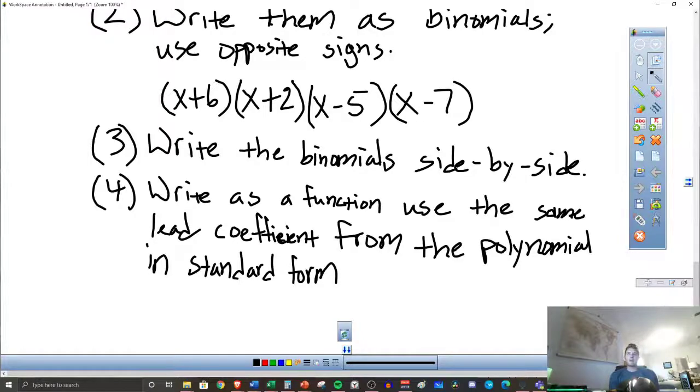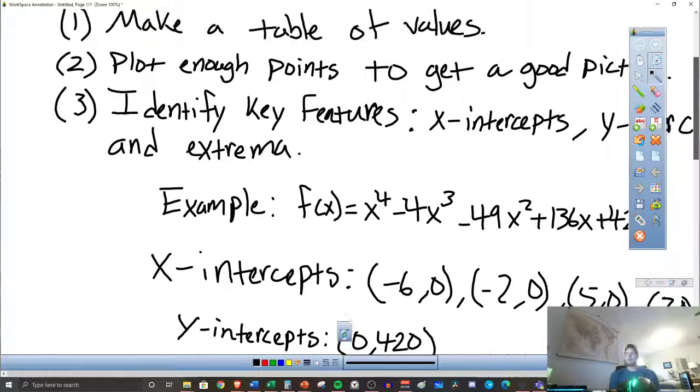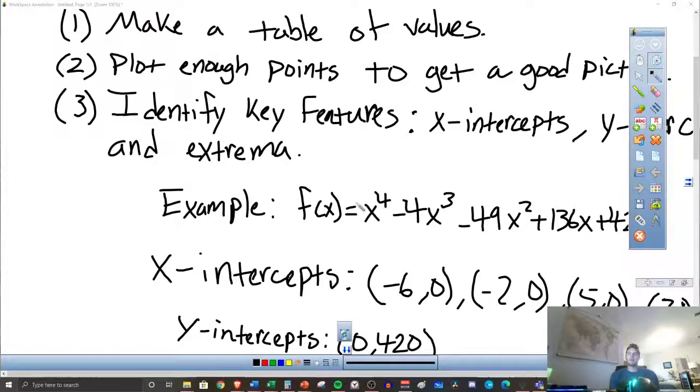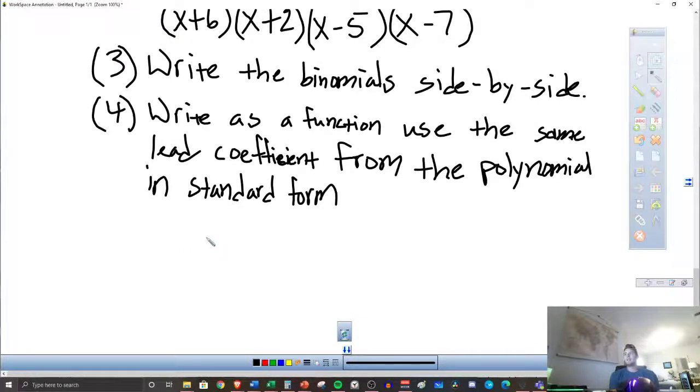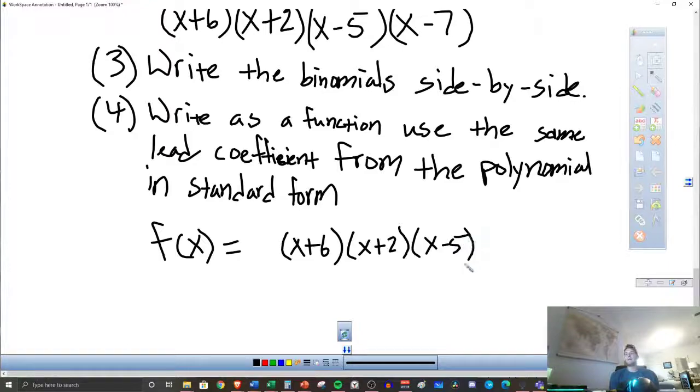So if we go back up here, we had our polynomial in standard form. Our lead coefficient, here's our lead term, was 1. What I mean by that is when I'm writing this in function notation, f of x equals the very first term. I've got all these binomials, x plus 6, x plus 2, x minus 5, and x minus 7. I need to make sure I have the same lead coefficient right in front of there, which is 1. So I don't really need to even write it, but I will. I put the 1 up there, and I know that this is the correct function for this.